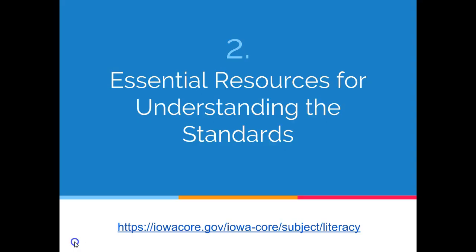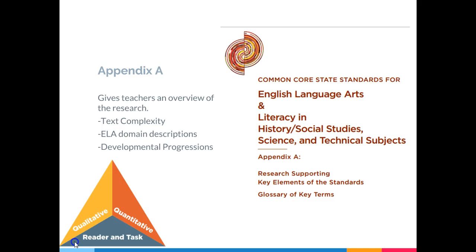So I said that we were going to get to essential resources for understanding the standards, and I don't want to let you down. So there's 3 appendixes that I think are so important, and maybe I'm just a little geeky because I really think they're important. But the first one is Appendix A. There's Appendix A, B, and C. So A, if you want to get an overview of the research, you want to know more about text complexity, you want to know about the ELA domain description, those developmental progressions that I hinted to earlier about what do we see, what needs to occur, foundational skills for comprehension, and that progression. You'll find all of that in Appendix A. So there's a glossary of key terms, and all that awesome research is right there.